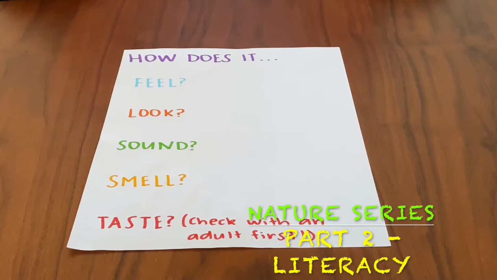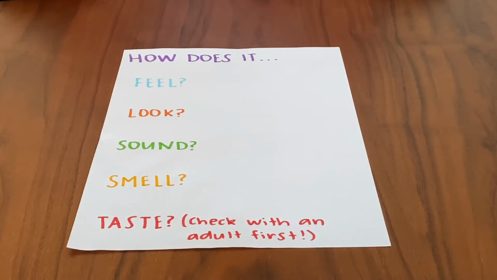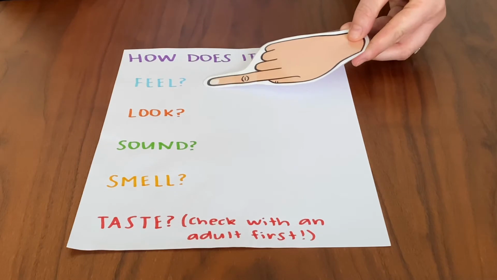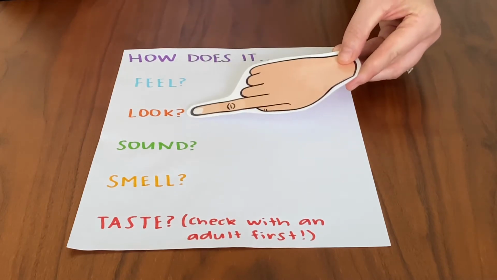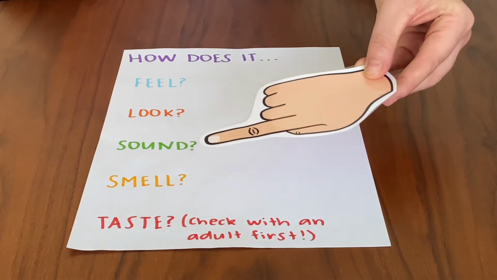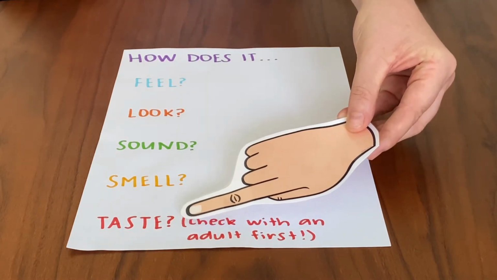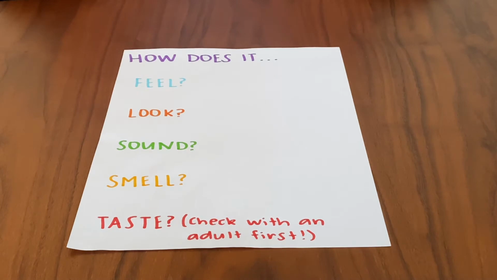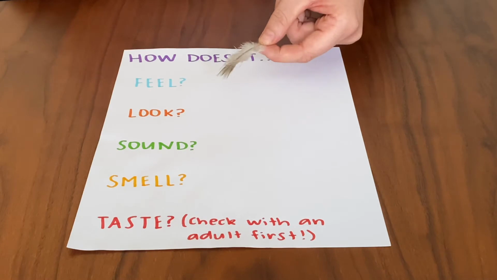And one way we can do that is using our 5 senses. So how do things feel? How do they look? What sound do they make? How do they smell? And how do they taste? Now make sure before kids taste anything that you've given the okay and they've checked with you before they go ahead and do that. First, what we have from our nature elements is this feather.